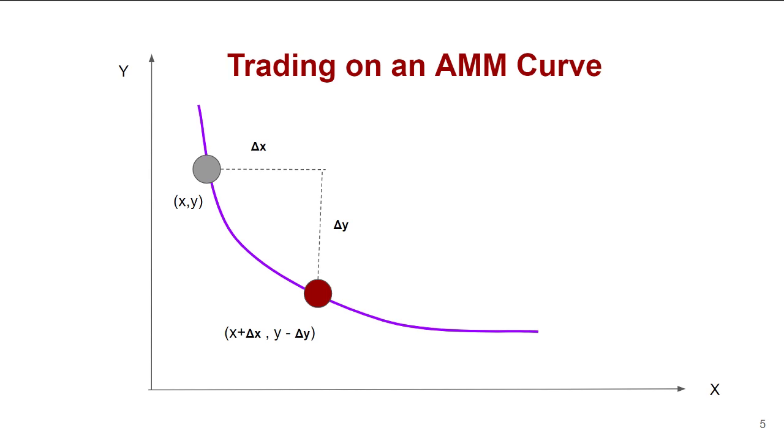In this new point, the curve has delta y tokens less of token y than it did in the original point. And these delta y tokens will be given back to the trader. So the trader is essentially putting in delta x tokens and getting back delta y tokens from the pool. The pool in the other direction is gaining delta x tokens of token x and losing delta y tokens of token y. And so this trading is happening against the liquidity pool.